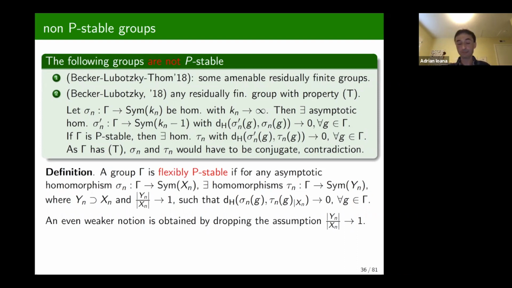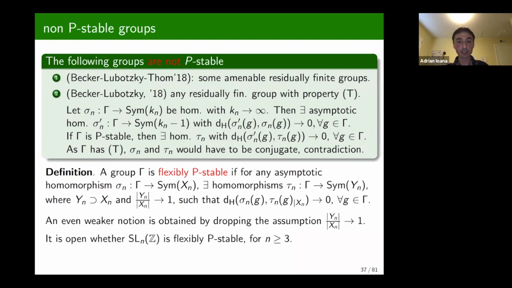And let me mention that you can make this even more flexible if you want by removing the assumption that the cardinality of Yn over Xn goes to 1. So you could even not only require that Yn contains Xn and no other condition on Yn, and you might even take Yn to be infinite. Okay, the point is that this condition, that the Hamming distance between sigma n of g and tau n of g restricted to Xn are close, will automatically force that Xn is an almost invariant subset of Yn under the permutations given by tau n. Okay, so this will come up a little bit later, but again, for flexible p-stability, this is the definition.